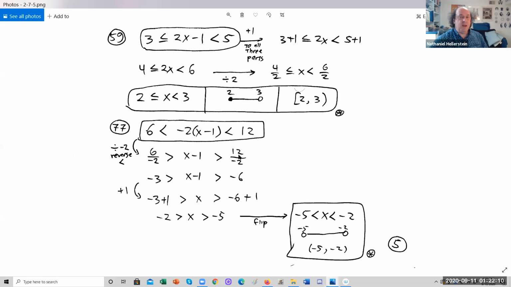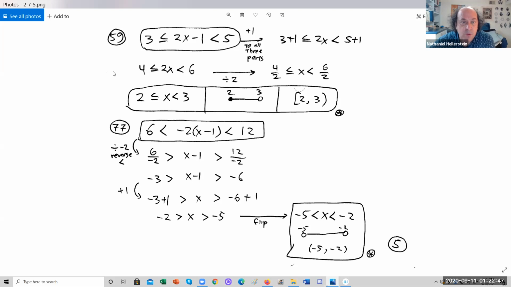Now we have something called a double inequality. 3 less than or equal to 2x minus 1 is less than 5. So it means that 3 is less than or equal to 2x minus 1, and 2x minus 1 is less than 5. So 2x minus 1 is between these two numbers. Now we're going to isolate x, and the thing to do is to add 1 to all three parts. So we get 3 plus 1, 2x in the middle, 5 plus 1 here, and adding anything will keep the inequalities the same. So you have a less than or equal here, and a less than here.